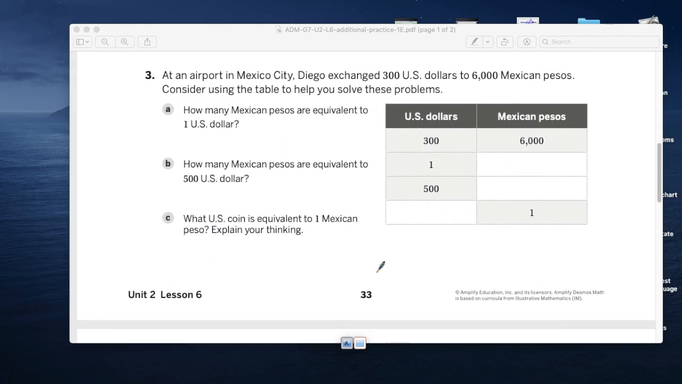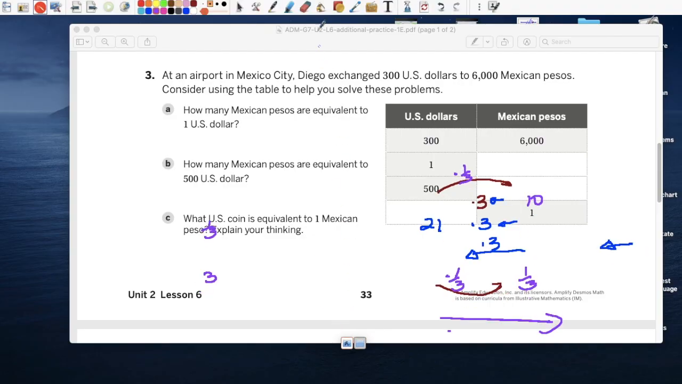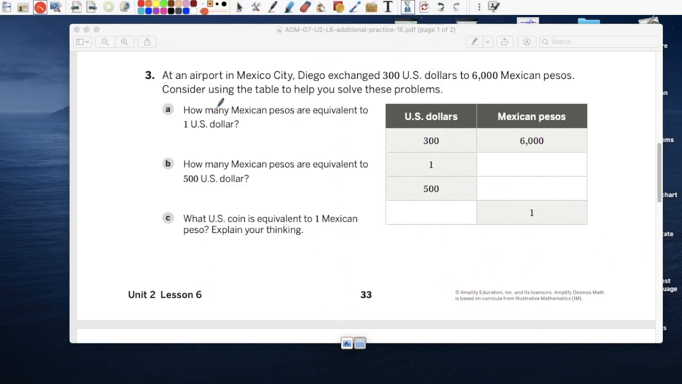Airport in Mexico City changed money. There we go. That's a nice question. So let's use this relationship here. Let's go this way from dollars to pesos. So if I wanted to find the constant of proportionality, what did I multiply the dollars by to get 6,000? You would divide 6,000 by 300, 60 by 3, and the constant of proportionality is 20. So it would be times 20. This would be times 20. 1 times 20 gives you 20 pesos. If you have $500, multiply that by 20, you get 10,000 pesos.